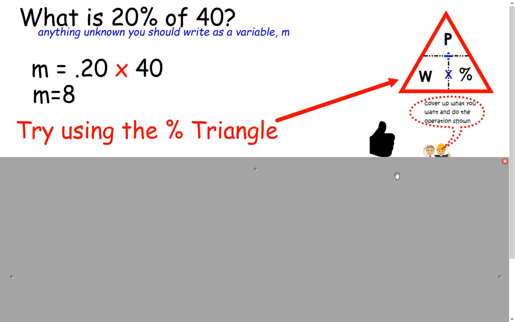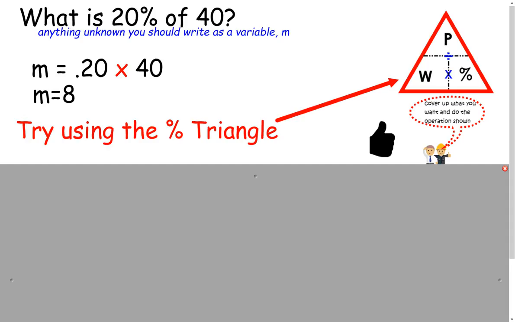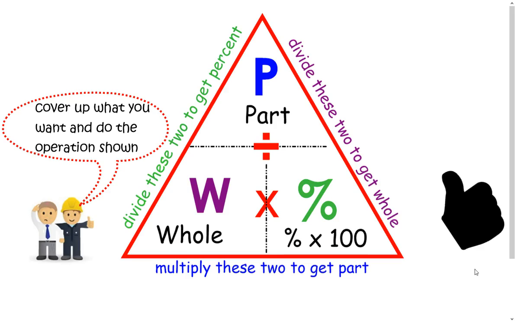So for the triangle method, let's learn a little bit more about that. Okay, we've got P is part, W is whole, and percent means part of 100, or out of 100, and you've got to multiply. It's a decimal, so you have to multiply by 100 to get percentage. What you do is you cover up the thing that you want to find, and then you do the other operation.